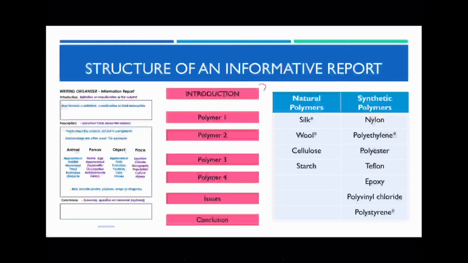First, you're going to give an introduction, and I'll tell you what you need to include in it. Then, out of this list over here, you need to choose 4 polymers in total. 2 of the polymers must be natural polymers and the other 2 must be synthetic polymers. Choose from the table on the right hand side. Afterwards, you're going to talk about the issues related to using polymers, and then finally write a conclusion, which summarizes what you've been discussing throughout your whole presentation.